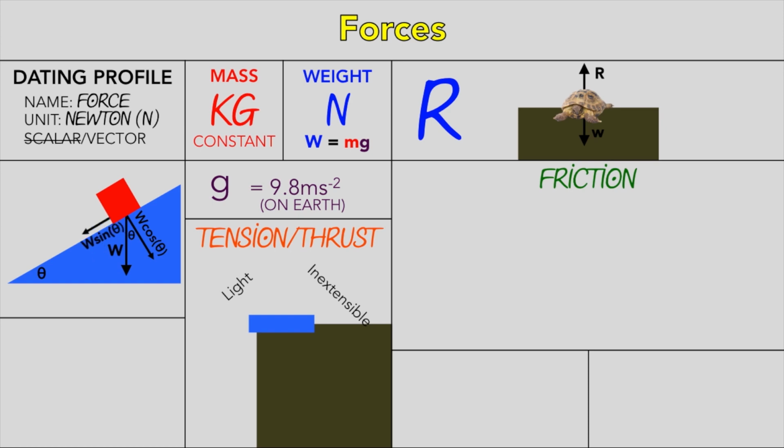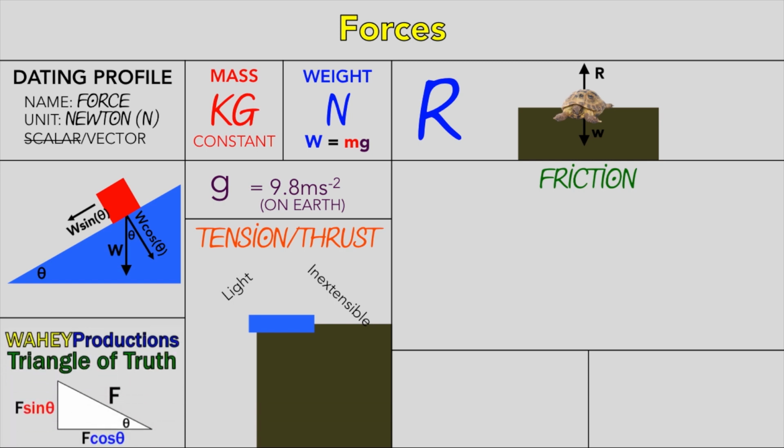When you resolve the weight, you will get the weight multiplied by sine theta horizontal to the slope and cos theta perpendicular to the slope. This is using Wahey Productions' Triangle of Truth from last time.